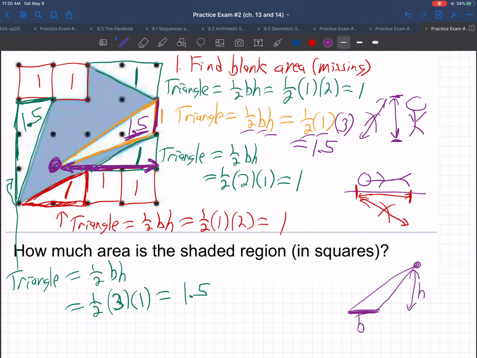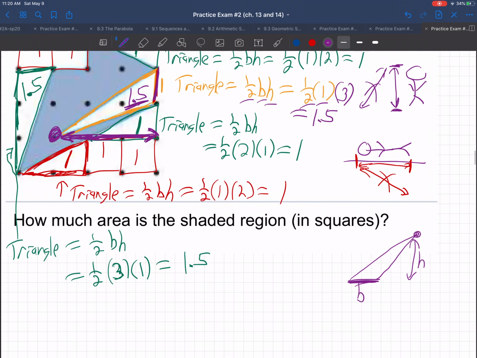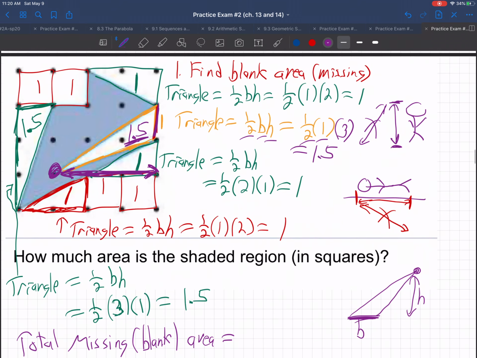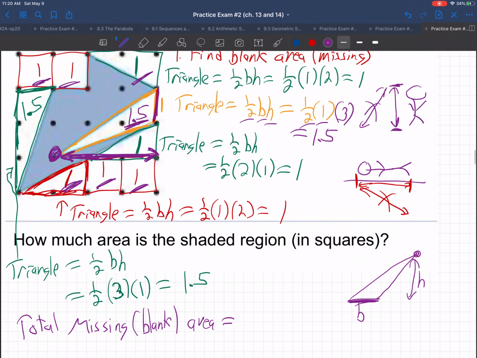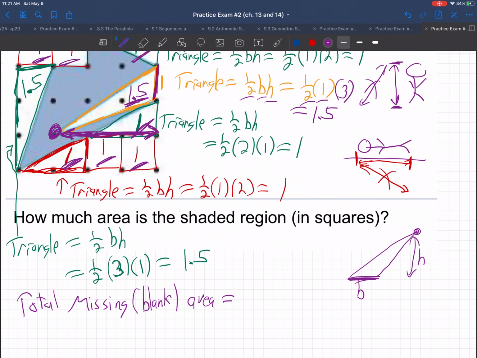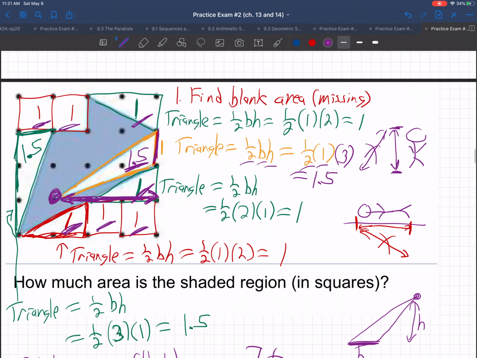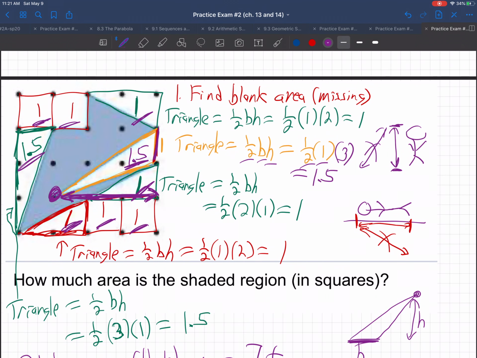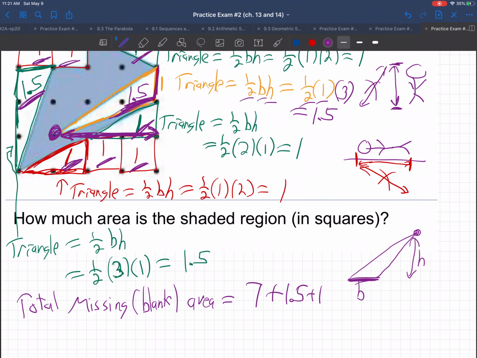Okay, so now we've got a lot of missing triangle area. So what is the total missing or blank area? Well, let's add it up. 1, 1, 1, 1, 1, 1. That's 6, and 1 more, 7. So 7 plus, right? I just added up 7 of those ones. And then 1.5 and 1.5. So that's 10. So the total missing area is 10.